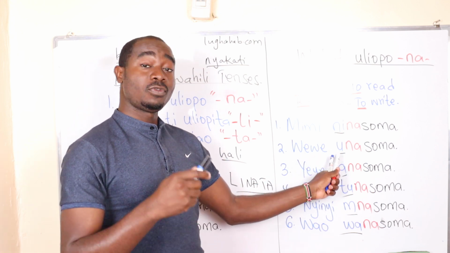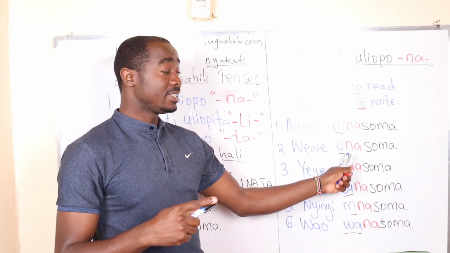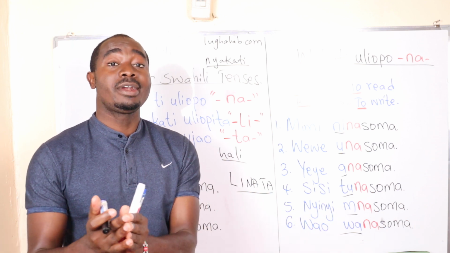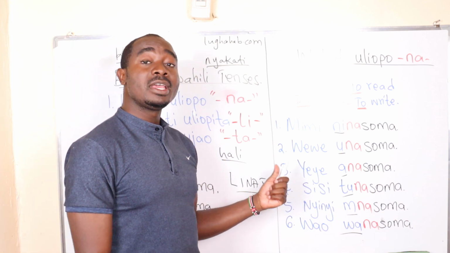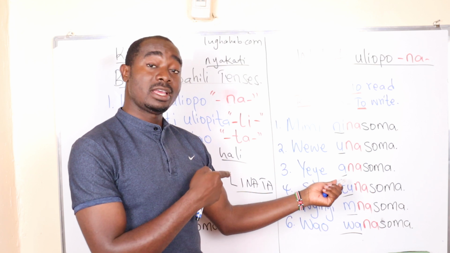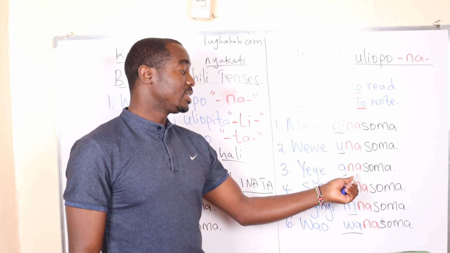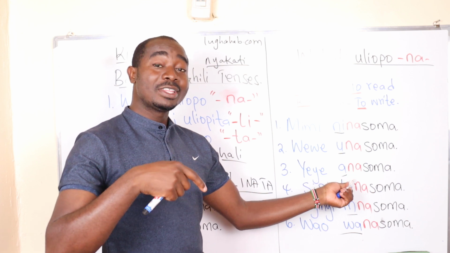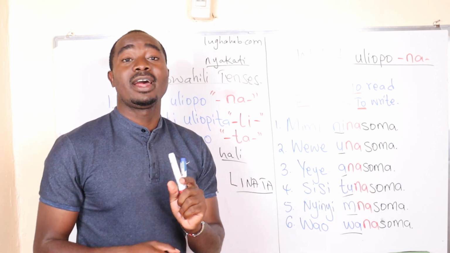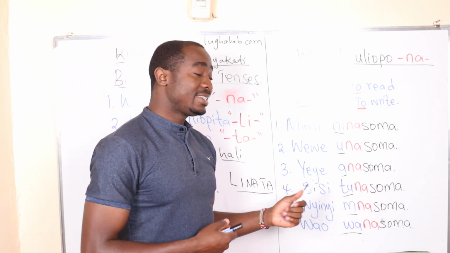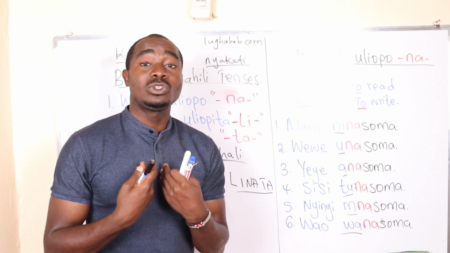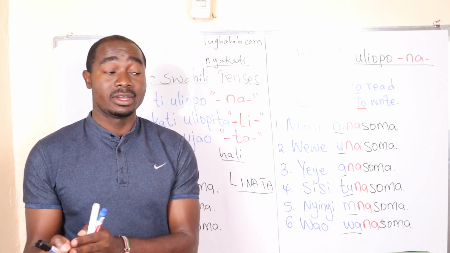So, wewe, you. U for you, na for the present tense, then soma. Unasoma. You understand? Wewe unasoma. You are reading. Yeye, he or she. A, the prefix that represents yeye, then the marker for the present tense is na. Yeye anasoma. Sisi, we. Tu na soma. Sisi tunasoma. We are reading.